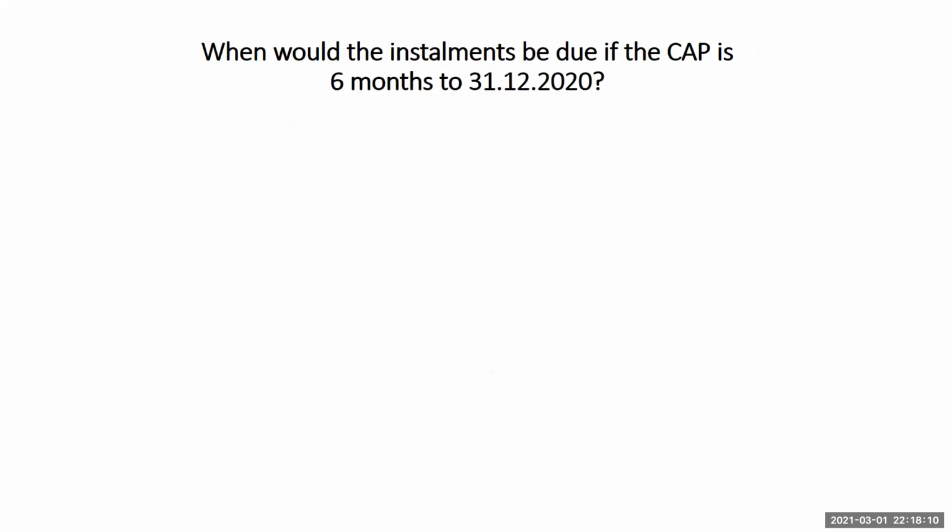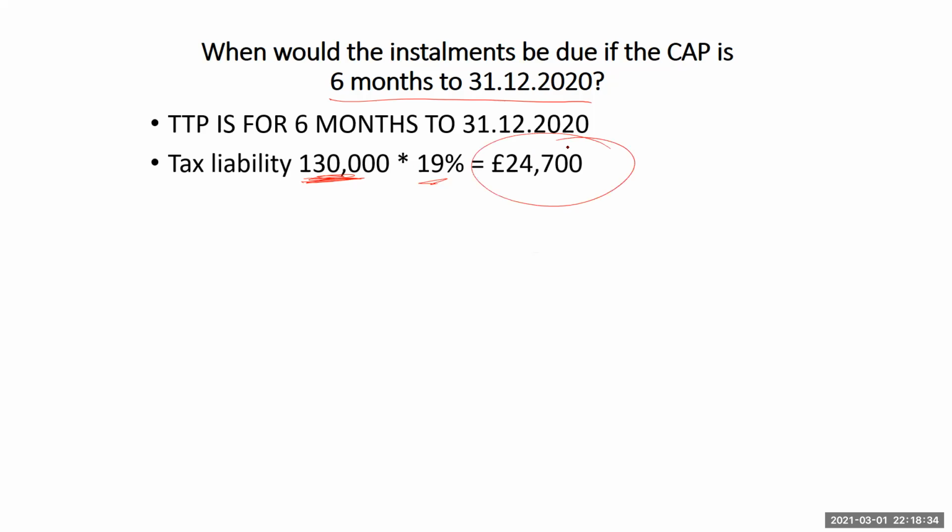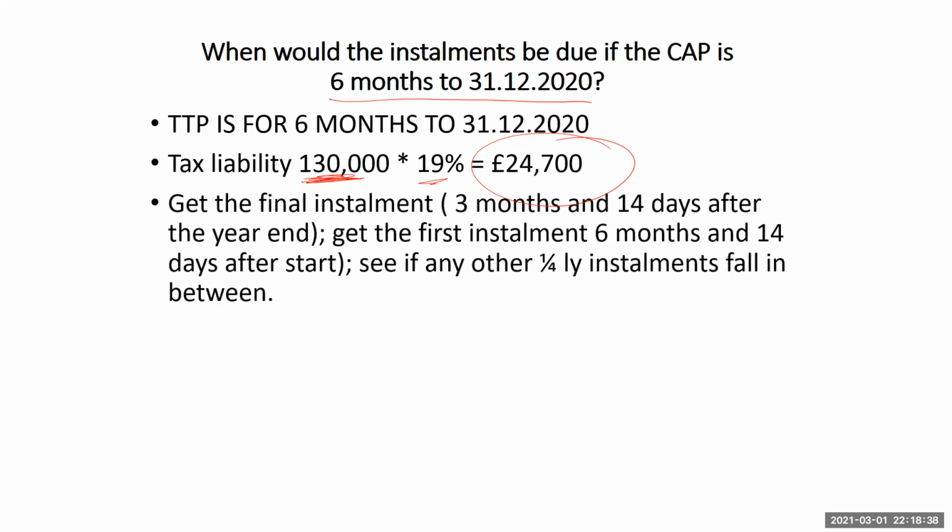Now, when would the installment be due if the period is 6 months, up to 31st December 2020? Assume the tax liability, or the TTP, is 130 with 19%, we get 24,700. If we are paying in installments, what do we do? Get the final installment 3 months, 14 days after the year end. That's the rule. Then get the first installment 6 months and 14 days after the start and check if there are any other quarterly payments falling in between.